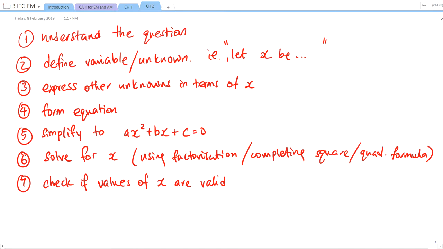Is there anything else that we would like to express in terms of x? Area of length times width. Area of what? Area of the whole swimming pool, including the path, right? Do you think you will be able to form an expression? Listen carefully, expression, not equation. Are you able to form an expression for the area? Yes. How? 20 plus 2x.